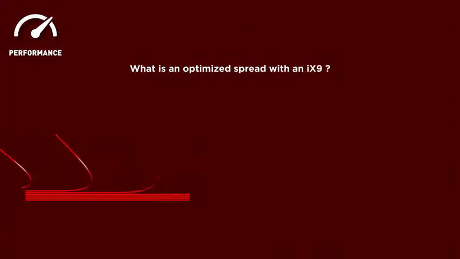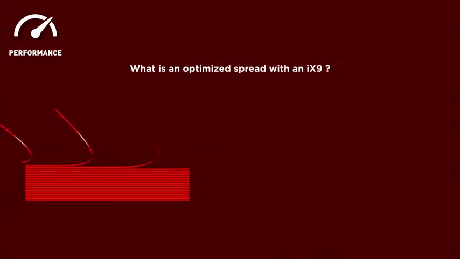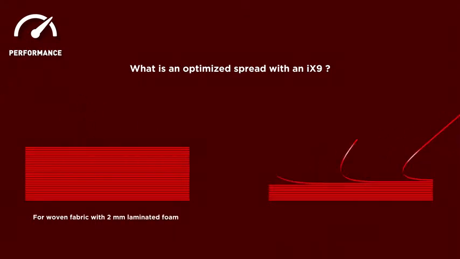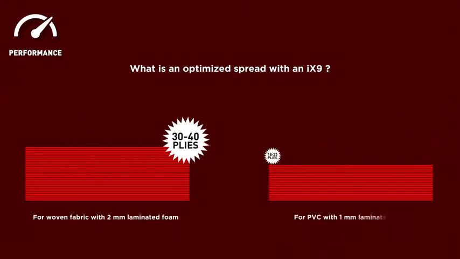So another question is, how many plies per spread? Here is an example of an IX9. For woven fabric with 2 mm laminated foam, it's 30 to 40 plies, and for PVC with 1 mm laminated foam, it's 18 to 22 plies.